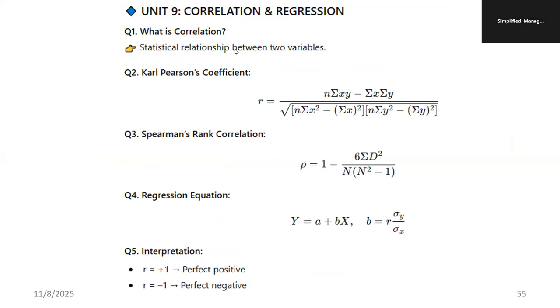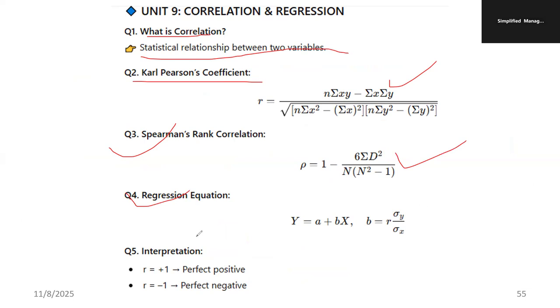Correlation and regression is very important for statistics. What is correlation? Statistical relation between two variables is known as correlation. What is the Karl Pearson coefficient? You can use this equation. What is Spearman's correlation? Please verify this equation. What is the regression equation? Y is equal to a plus bx.